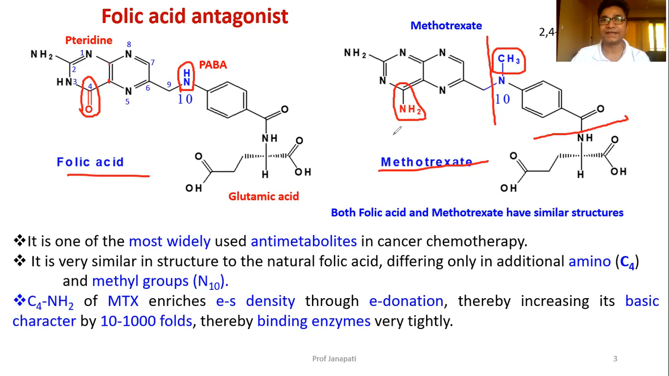Now the cancer cell will mistakenly take methotrexate. Again, we are telling that these drugs act by a competitive mechanism. When there is competitive antagonism, which factor plays a very important role? It is the concentration, because we are giving methotrexate at a high level, so the cancer cell takes methotrexate.